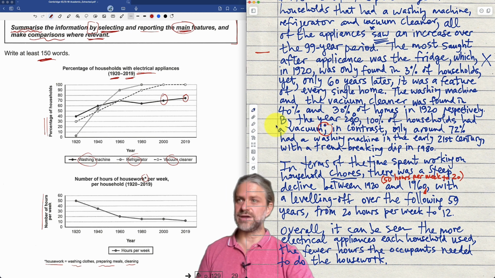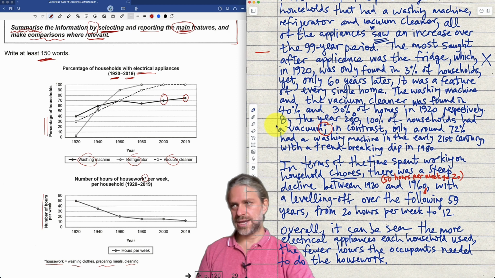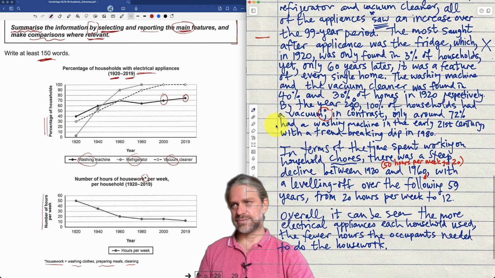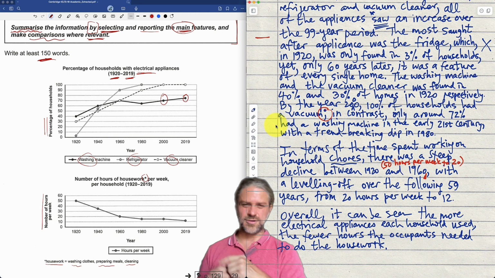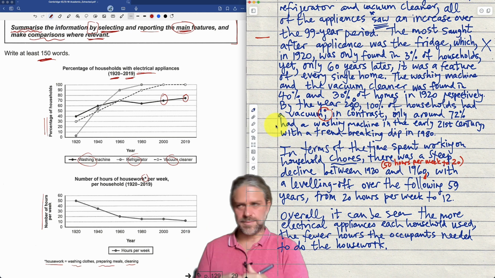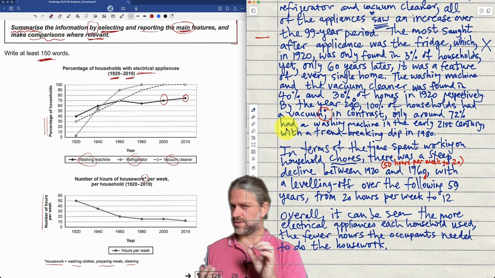In contrast, only around 72% had a washing machine in the early 21st century, with a trend-breaking dip in 1980. Do I need to say exactly what happened? No, I'm just saying there was an unusual thing that happened there. I don't need to say the number, because it's a minor thing, but it's a little blip and unusual.